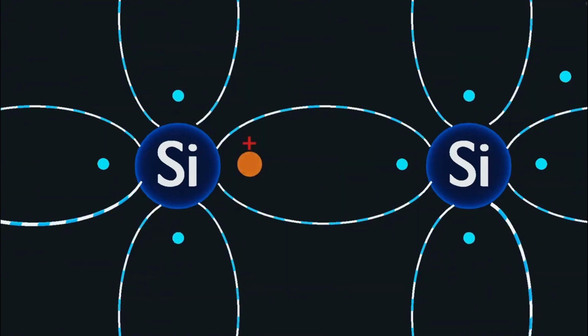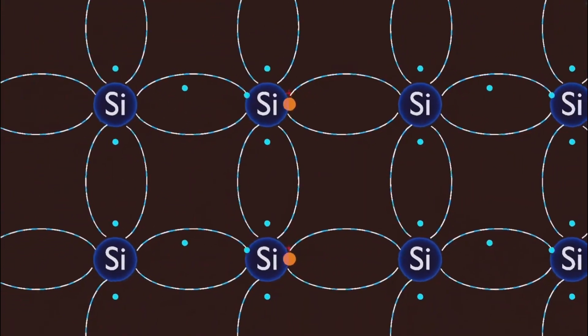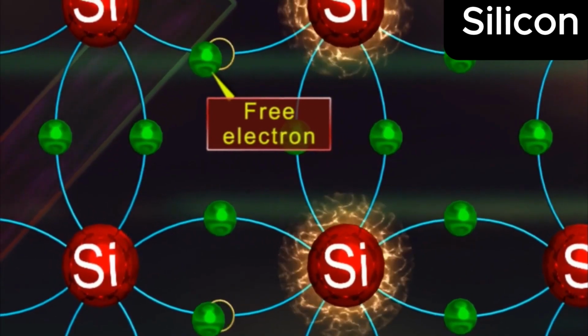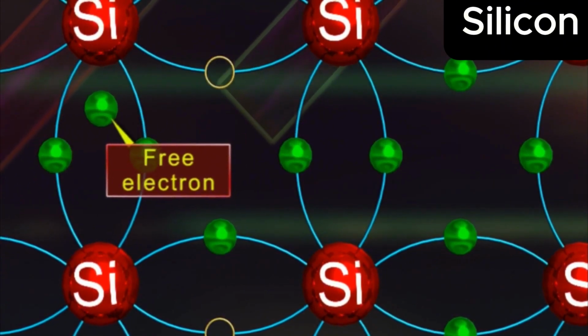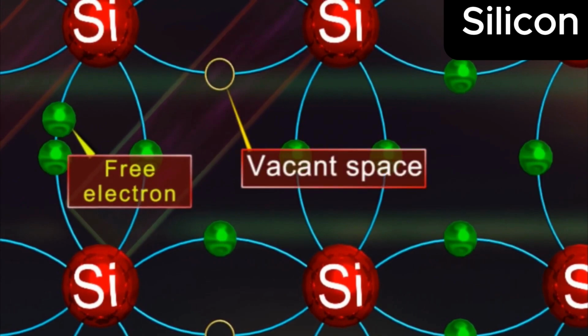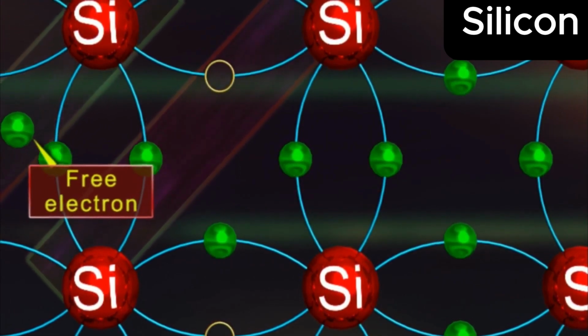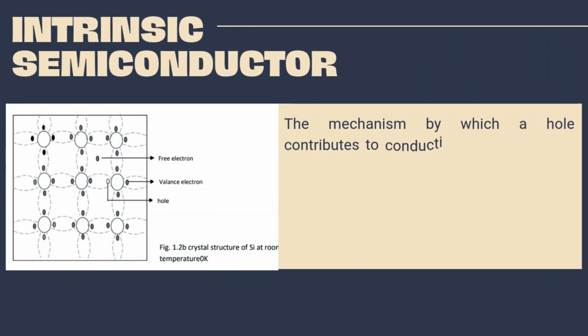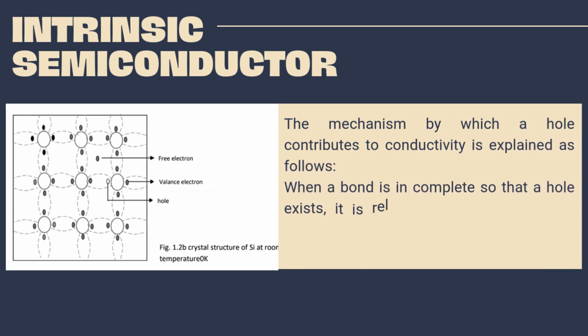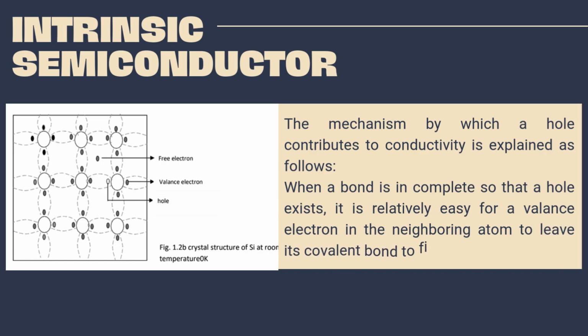Then it can jump into the conduction band, leaving behind a vacancy or hole in the valence band, which is a positive charge. This hole acts as a carrier of electricity in a manner similar to that of a free electron. The mechanism by which a hole contributes to conductivity is explained in the following. When a bond is incomplete so that a hole exists, it is relatively easy for a valence electron in the neighboring atom to leave its covalent bond to fill this hole.